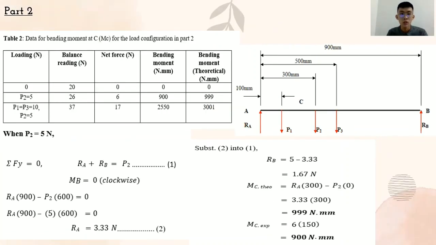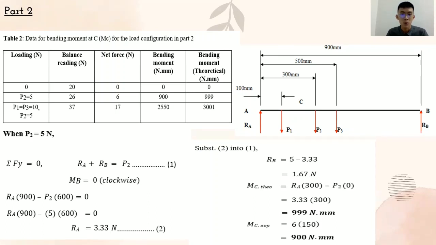For part 2, when P2 is equal to 5 Newton, the Y component and the moment at point B are equal to 0, which is in equilibrium. For the Y component, RA plus RB is equal to P2, for equation 1. For equation 2, RA is equal to 3.33 Newton after we calculate the moment at point B. After this, we substitute equation 2 into equation 1, then we will get RB equal to 1.67 Newton. To calculate the theoretical value for bending moment at point C, we can use the equation as shown in the diagram, and then we will get a value of 999 Newton millimeter.